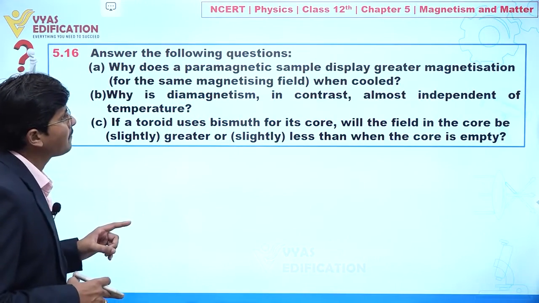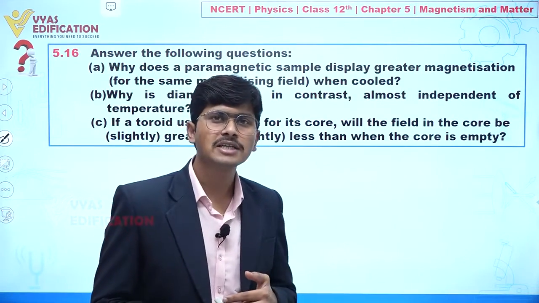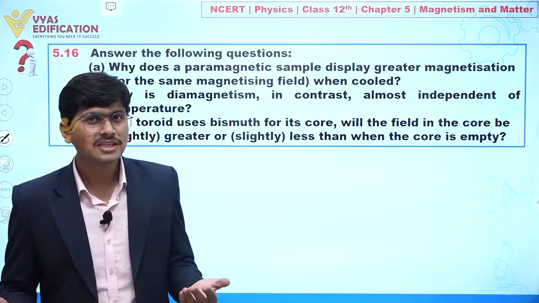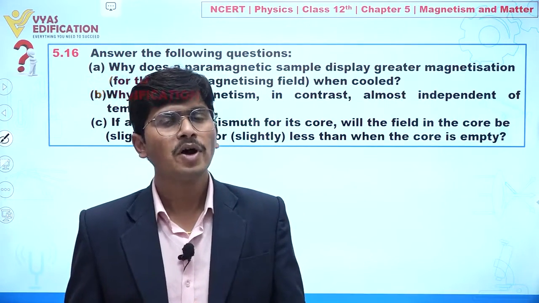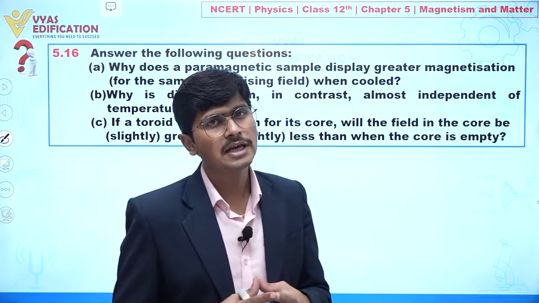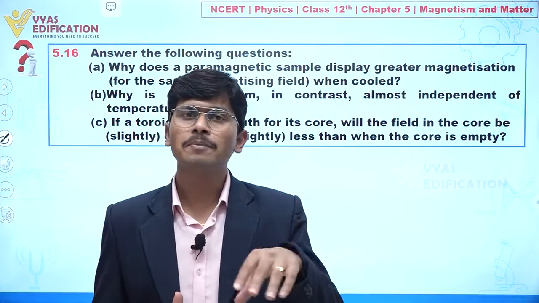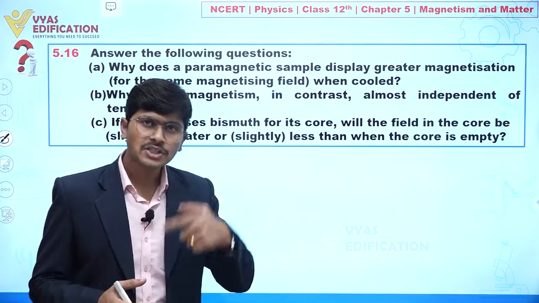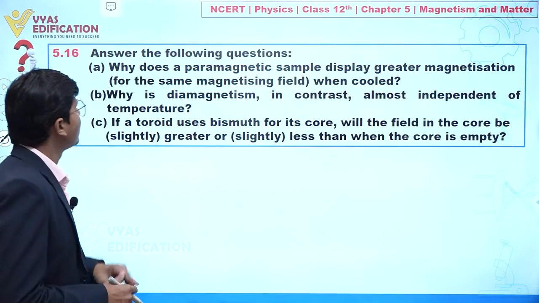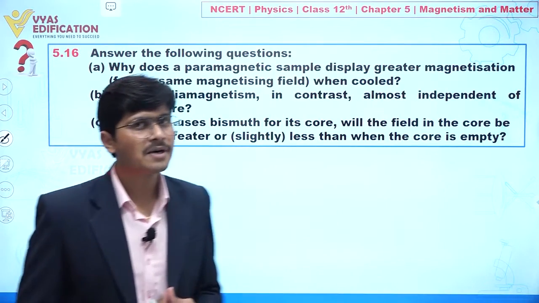So now whenever the temperature is decreasing, the randomness due to thermal energy decreases, yes or no? And the disturbance of the atomic dipoles becomes very less, yes or no? Because if there is more random motion, definitely there is difficulty in aligning the atomic dipoles in a particular direction, clear? But when the temperature decreases, the random motion decreases, which means the paramagnetic substance displays greater magnetization, clear to you? So this is all about part A.